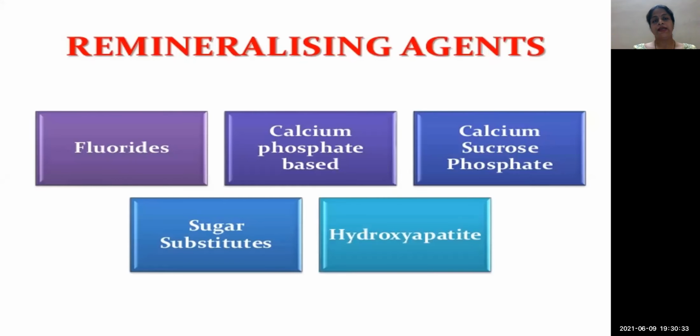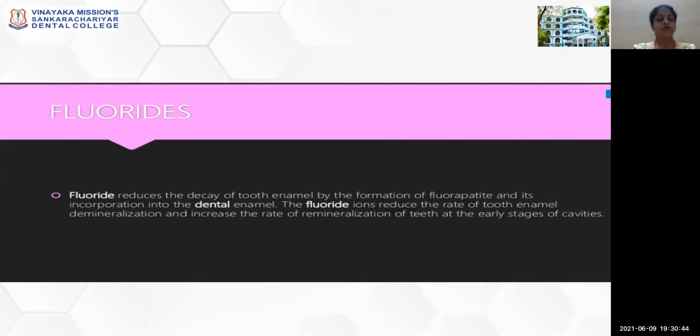Now, these are the different remineralizing agents: fluorides, calcium phosphate based remineralizing agents, calcium sucrose phosphate, sugar substitutes, and hydroxyapatite. Coming to fluoride, they say that it is a major role player in slowing, arresting, and even reversing dental caries progression. Fluoride reduces the decay of the tooth enamel by formation of fluorapatite and its incorporation into the dental enamel. The fluorapatite reduces the rate of tooth enamel demineralization, and it increases the rate of remineralization of the tooth at the early stages of the cavities.